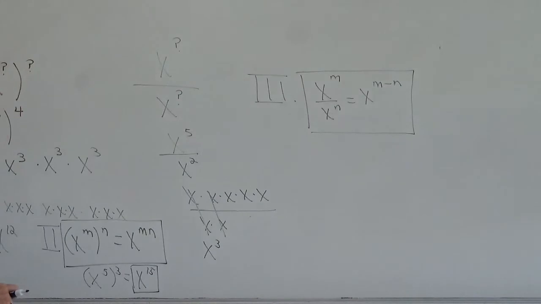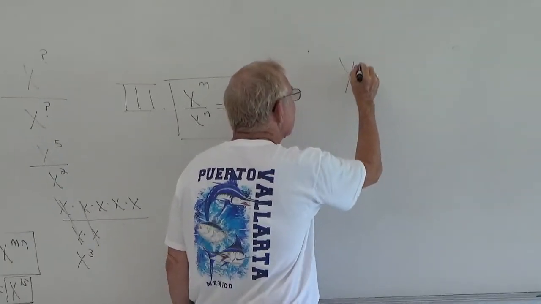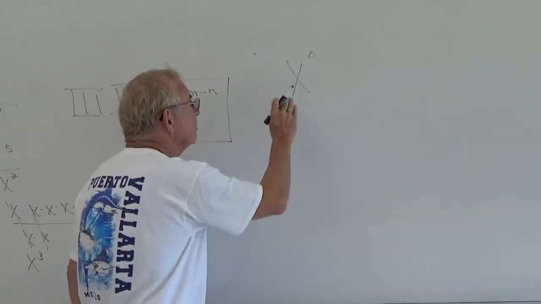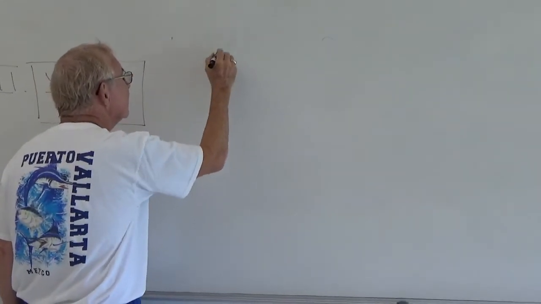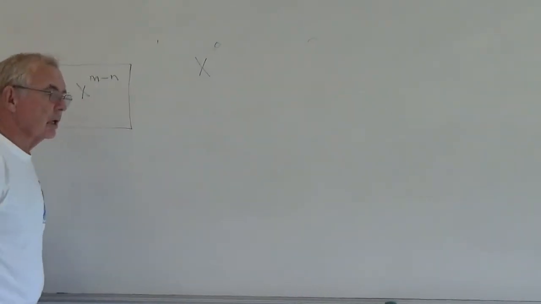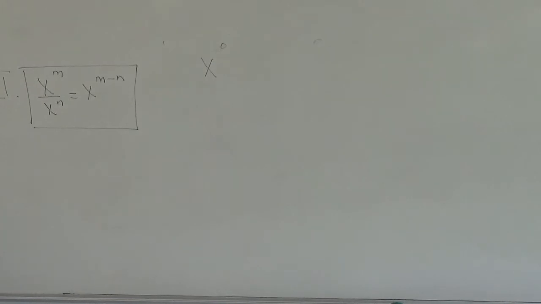Okay, now frequently I have students in class who say, hey, that's all nice, makes sense, but then this one, rule four. Give me a number other than zero for x. Now, what's a number to the zero power?